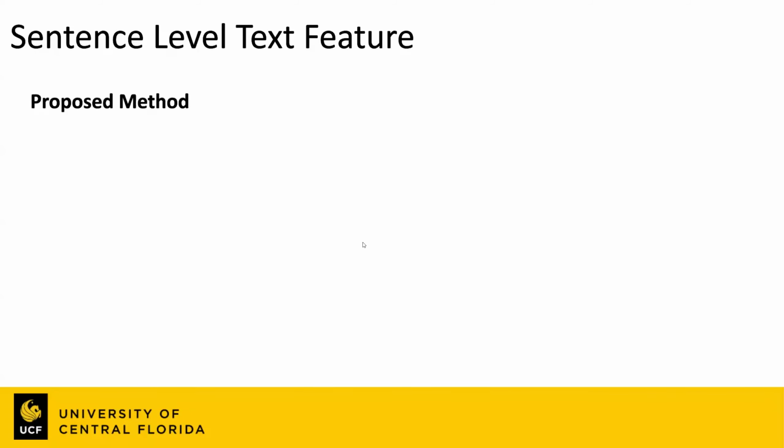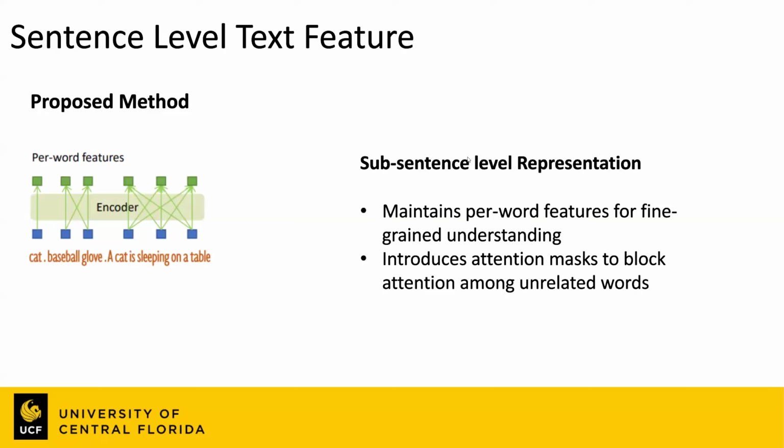So as a solution, Grounding DINO introduces sub-sentence level representation. So here they maintain per word features for fine-grained understanding. So also it introduces an attention mask to block the attention among unrelated words. So as you can see in the image, there is no relation between cat and baseball.